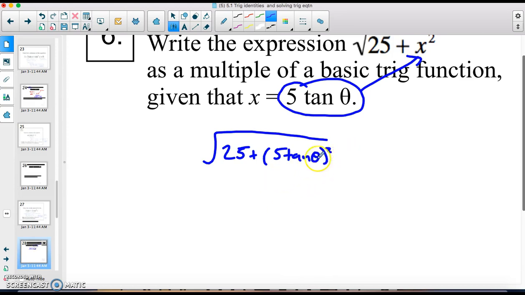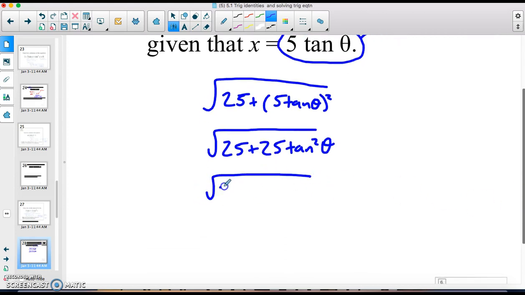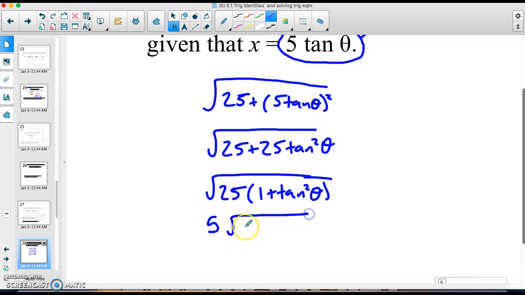So with that, I could square this. So I'd be left with 25 plus 25 tan squared theta. They have a 25 in common, so I can factor that out. So I'll have 25 times 1 plus tan squared theta. Since these two parts are being multiplied, I could separate them and take the square root of each of them separately. So you can take the square root of 25, that's just 5. So we have 5 times the square root of 1 plus tan squared theta.